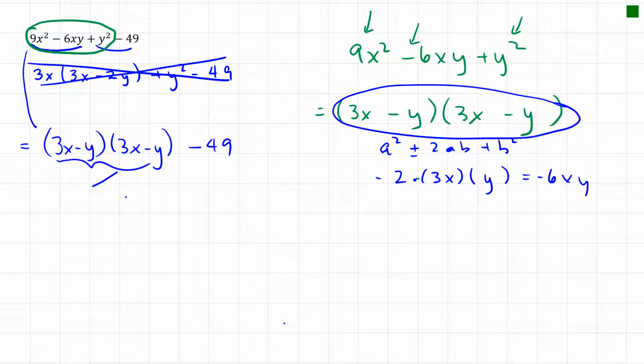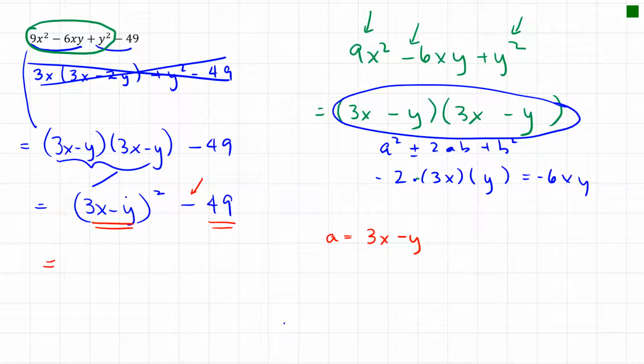Well, this is more efficiently written as 3x minus y all squared. And I still haven't completely factored because this minus sign here is not tucked inside of a bracket. But notice that this is a perfect square, and so is this. That means we've got a difference of squares in here. I could let a equal 3x minus y, just to show you that a squared minus 49 is indeed more recognizable as the difference of squares.